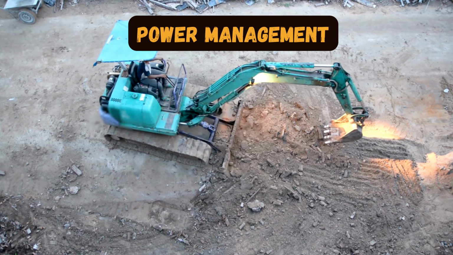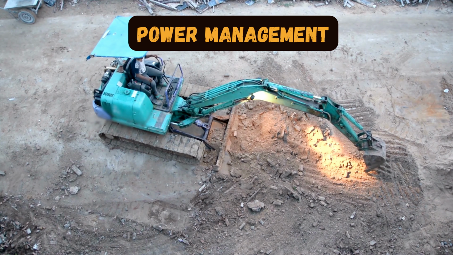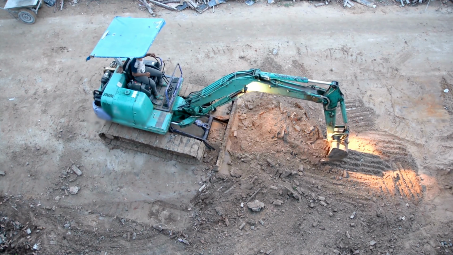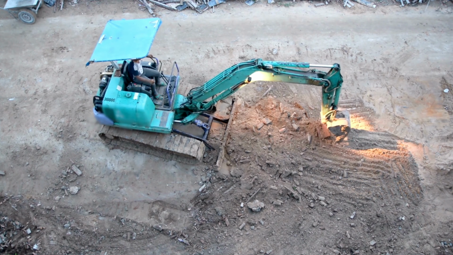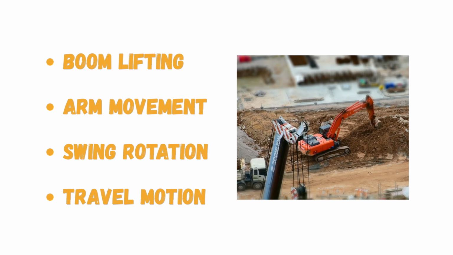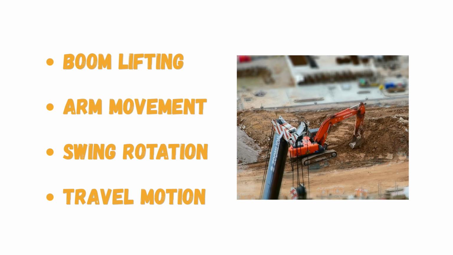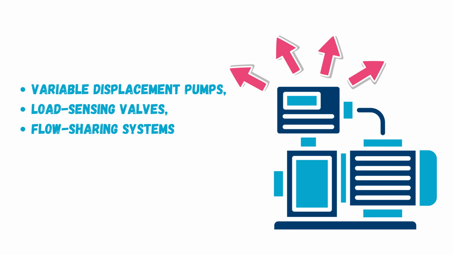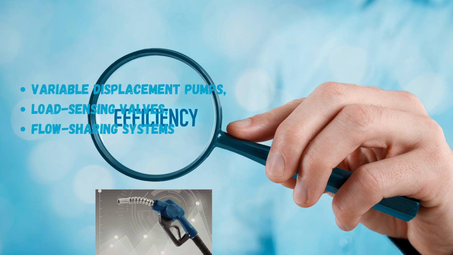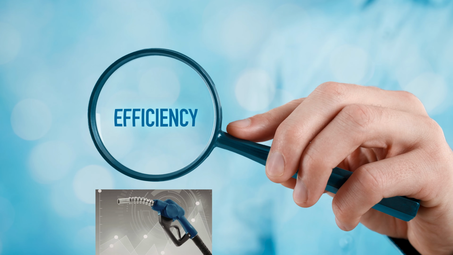One key function of modern control systems is power management. Excavators typically operate with limited engine power that must be distributed across multiple hydraulic functions simultaneously, such as boom lifting, arm movement, swing rotation, and travel motion. Electronic control systems coordinate the operation of variable displacement pumps, load-sensing valves, and flow-sharing systems to allocate hydraulic power efficiently. This prevents unnecessary energy losses and improves overall fuel efficiency.